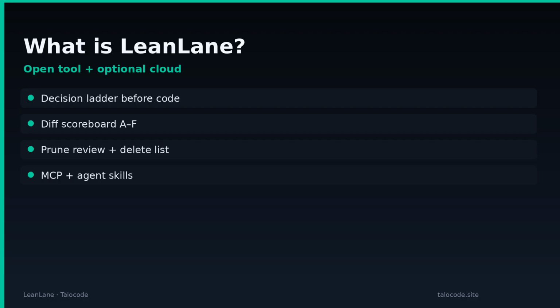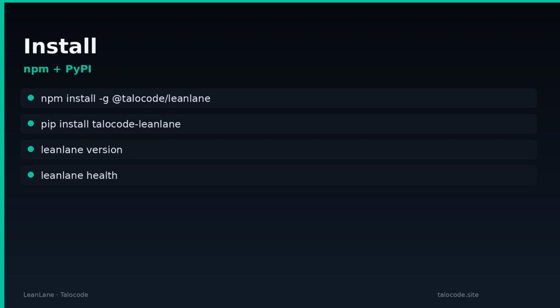Install with npm. Run npm install -g @talocode/leanlane. Confirm with leanlane version. You should see the package version. Run leanlane health. You get capabilities, modes, and endpoints. Run leanlane pricing if you plan to use optional cloud credits later.